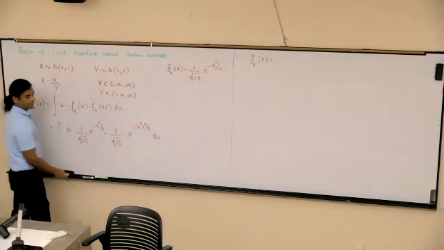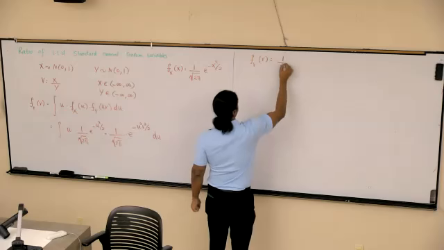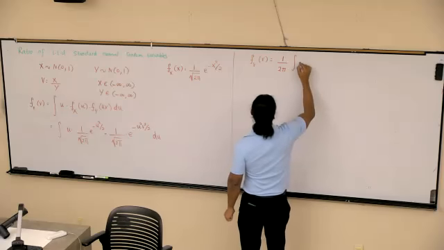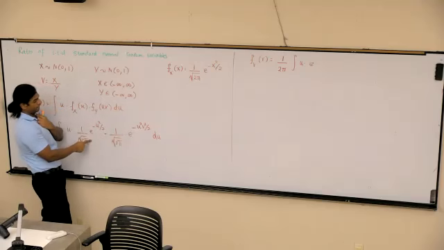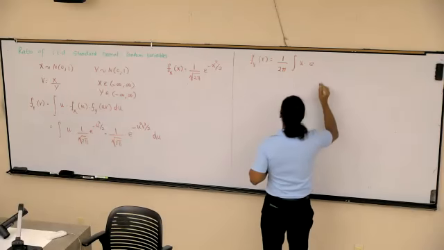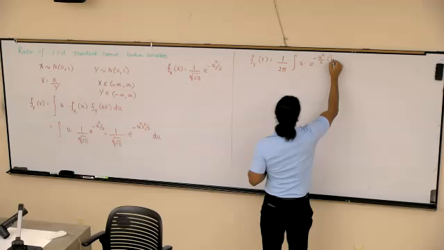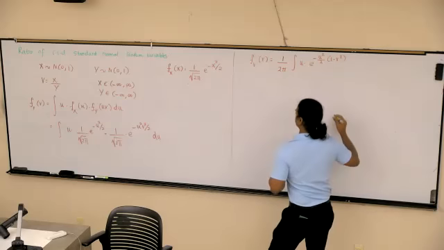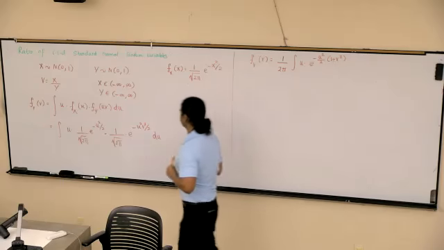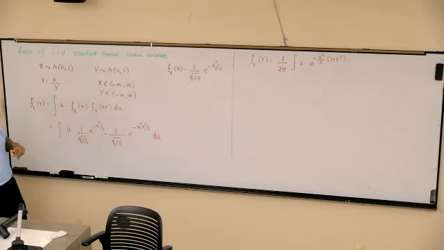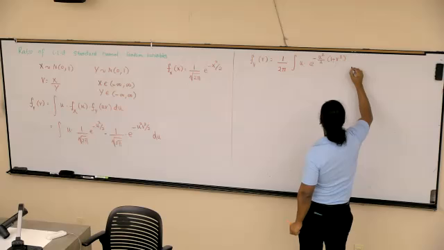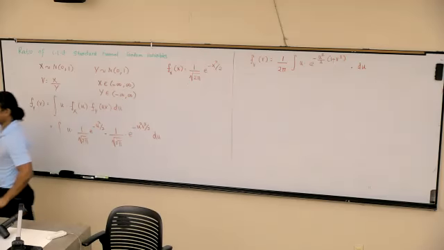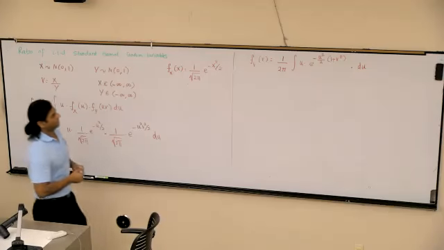Root 2 pi times root 2 pi is 2 pi. I can combine those two exponentials together, because the bases are identical, you add the powers.